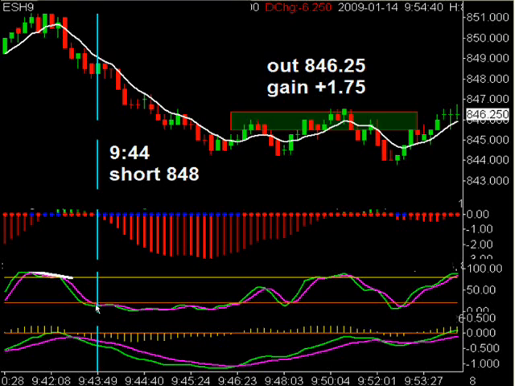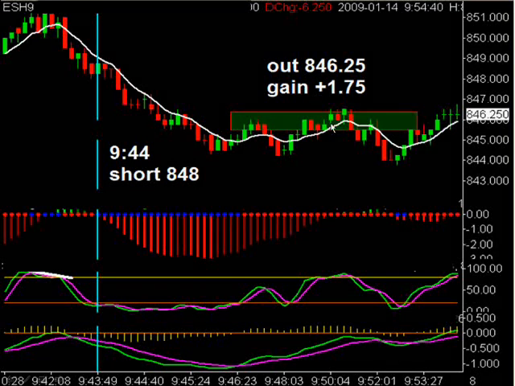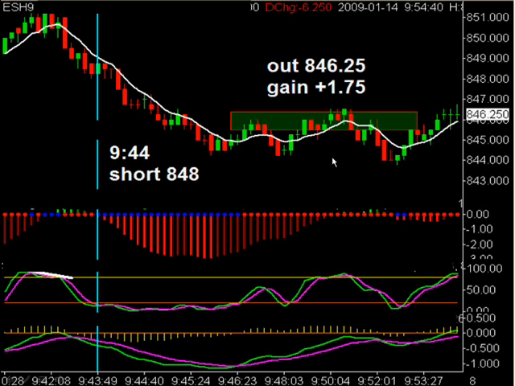from that upper area. So I entered short at 9:44 at 8:48, and I used my trail stop method. I don't have the pivots on Sierra because I haven't found anything that I like, but I would move my stop from here to here to here, and I got stopped out over here at 846.25 for a gain of 1 3/4.